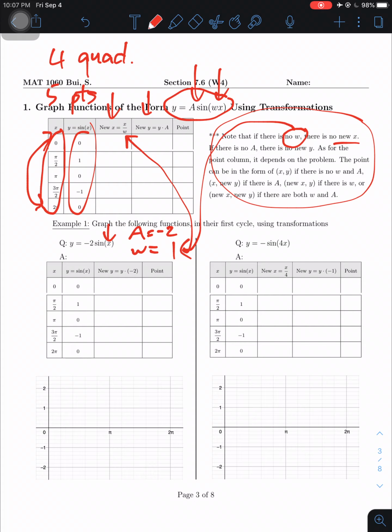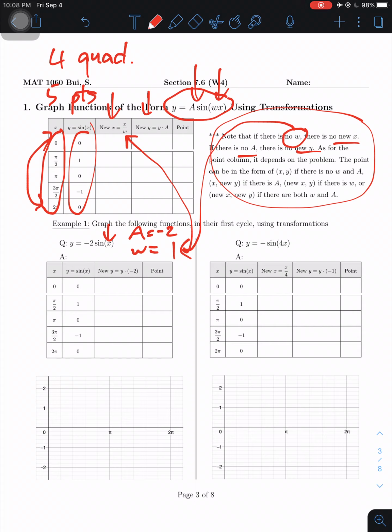Okay, and then if there's no a, then there's no new y. Okay, it's like a mix and match of a and w. If you have w and you have a, then you're gonna have new x, new y. If you don't have one of them, then you're not gonna have either new x or new y. Okay, it will make more sense if you have the examples down. If you do it in the homework, it will make more sense, I promise.